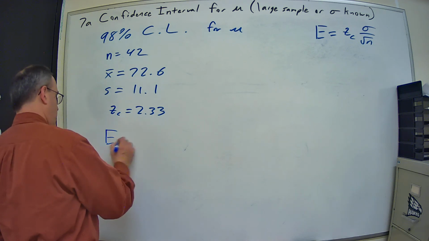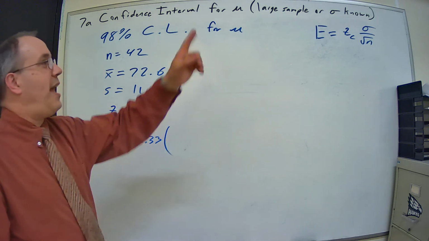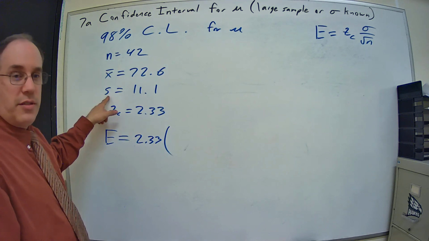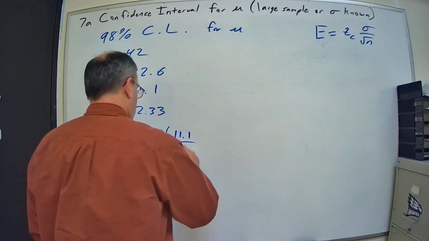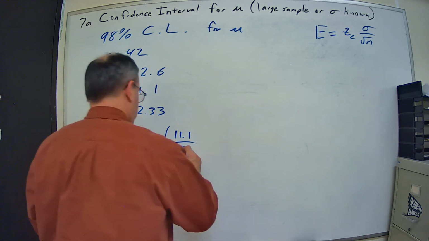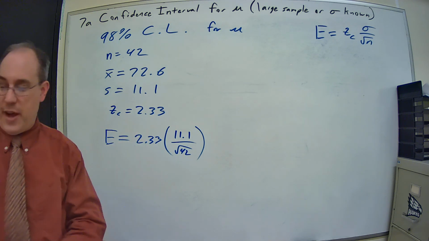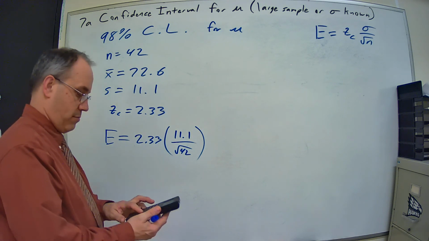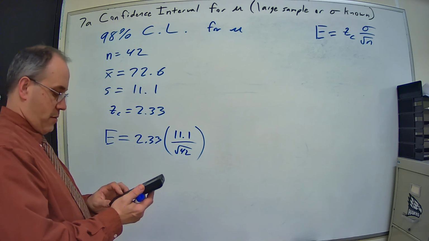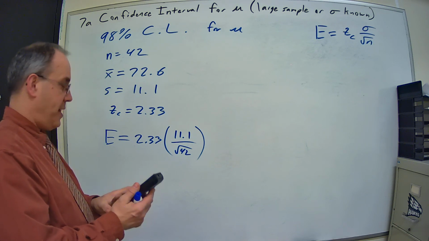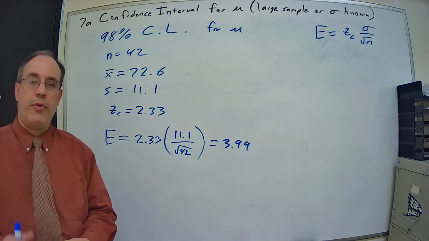We can find our margin of error. Margin of error is equal to z sub c, 2.33, times sigma. Well, we don't have sigma, but because we have a large sample, we can use the sample standard deviation s and say that's approximately equal to sigma, so 11.1, over the square root of n, which is 42. Okay, so now we can find our margin of error. Grab that calculator again. So we have 2.33 times 11.1, take the square root of 42 and divide that. And I get 3.99. So our margin of error is 3.99.